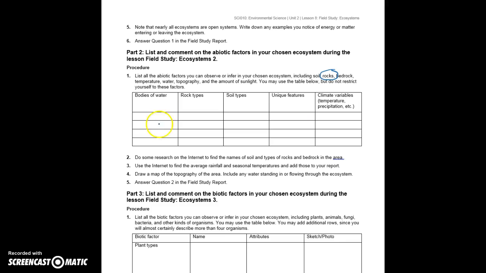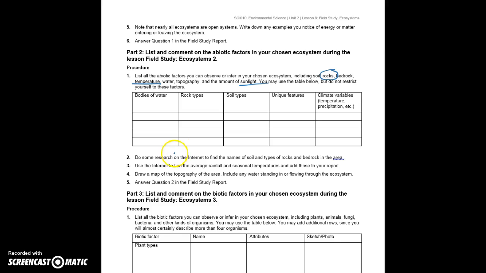What kind of temperature you have, both on the day or days you visit, and then in general. Amount of sunlight the site receives. If you're in a very forested area, you're not going to get the same amount of sunlight as if you were in the middle of an open plain. The table below gives you some guidance of some things to look at, but don't necessarily think that if I get the table full, that's it.